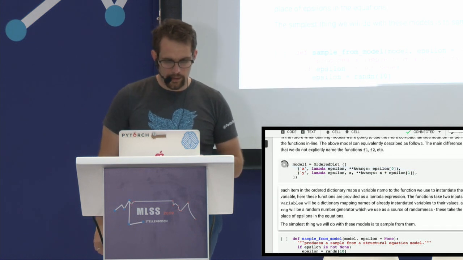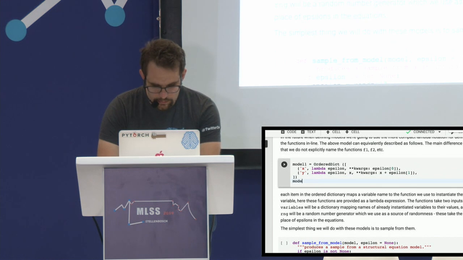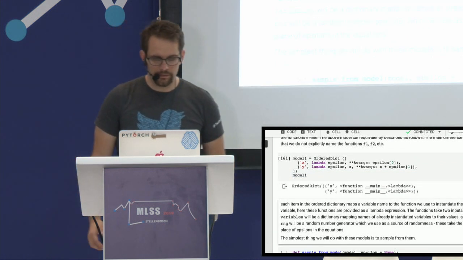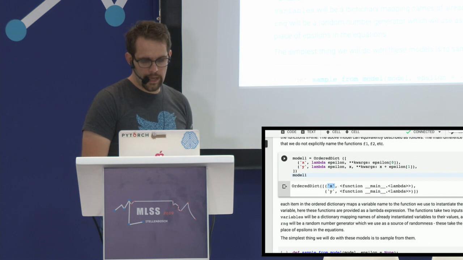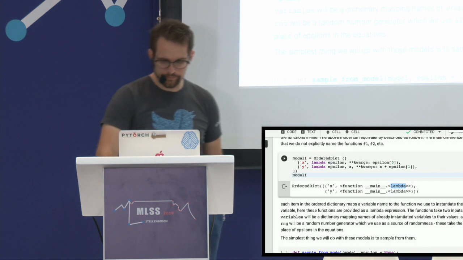So if I write this down and then I evaluate this, and I'm calling this model1 because I'm going to have model2 later, I can see that this is an ordered dictionary which maps x to a function that is a lambda expression, and y to another function which is a lambda expression. Of course, Python doesn't show me inside those functions.